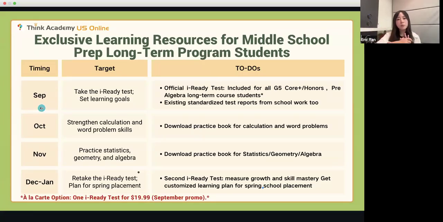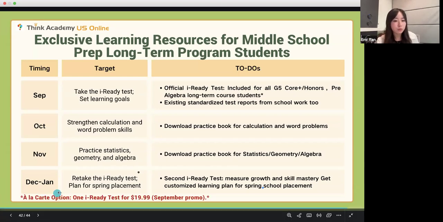So for September, what we're gonna focus on: we're gonna first take the iReady test, and then with the report, with the result, we're gonna set clear learning goals. And then when we get to October, we're gonna strengthen our calculation and word problem skills. So basically, after you know what your weakness is, we're gonna practice calculation, practice word problems, and then in November, we're gonna practice statistics, geometry, and algebra. So that is the learning ahead, the more advanced knowledge, the acceleration.